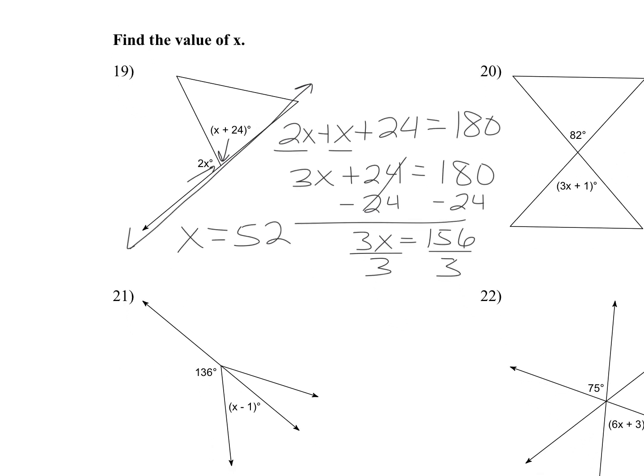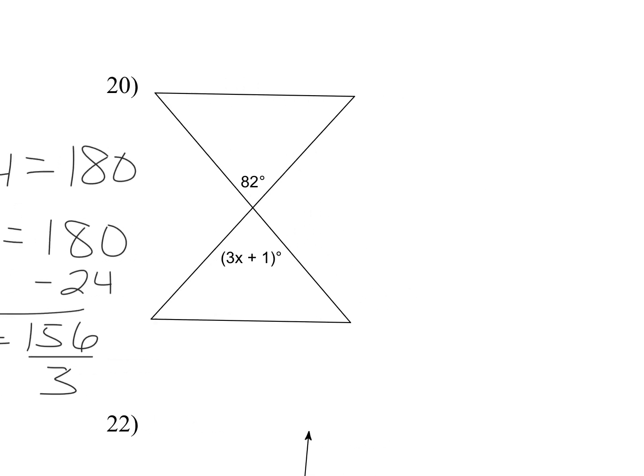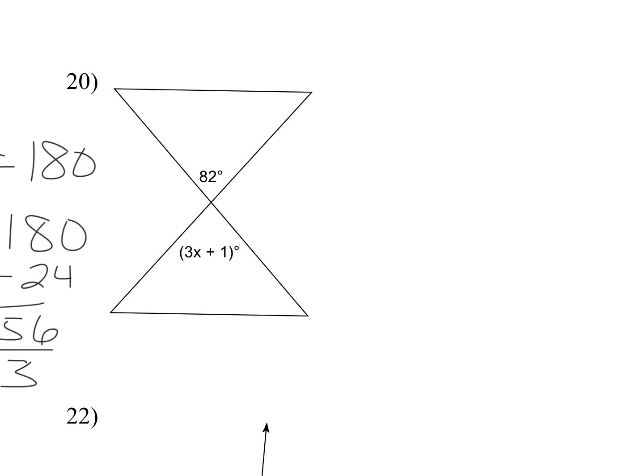And then I'm going to look at number 20 next. Okay, last one we're going to look at together, and then you'll be on your own. What do we notice about number 20? Do we know anything about 90 or 180? Vertical pairs. How do you know they're equal? Vertical angles, they are across from each other at intersections. So you know these are equal to each other.